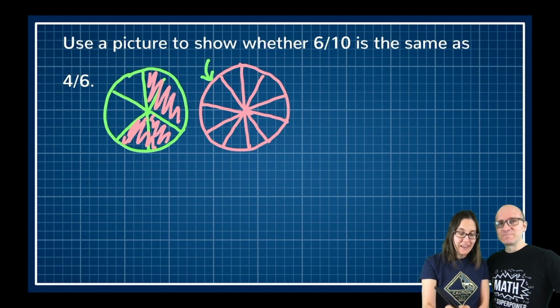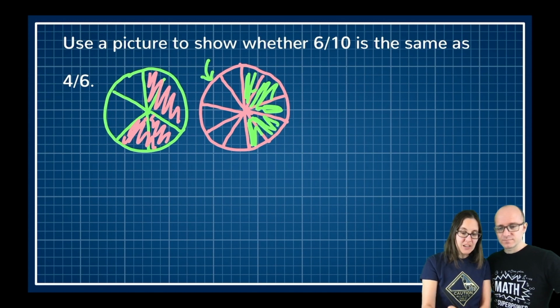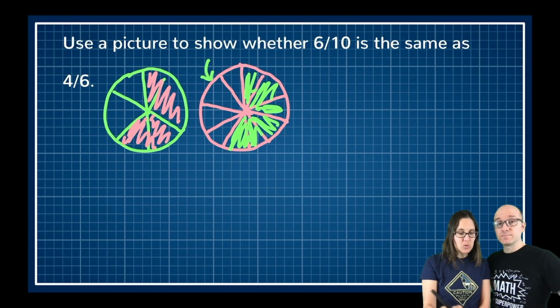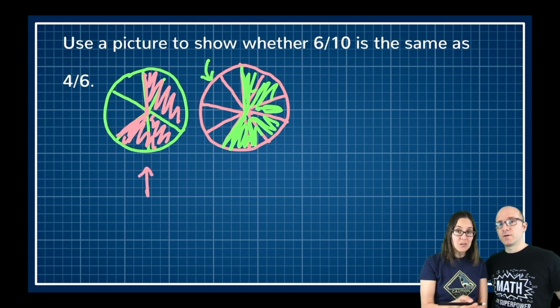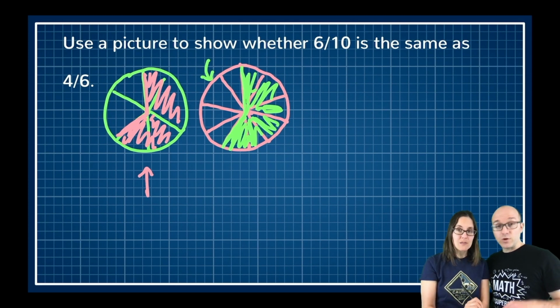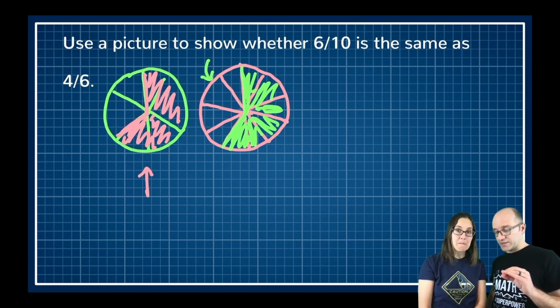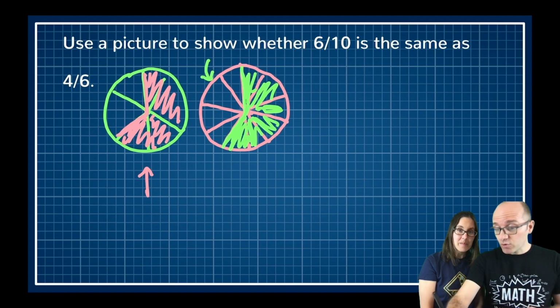But if we ignore that and shade these in, so we have 1, 2, 3, 4, 5, 6. Ooh, those look kind of close, but I do not think that they are the same. I think this one is a little bit bigger. But how can I know for sure? Well, I should reduce both of these. We could reduce those 2 fractions. So let's get a little bit more confident.